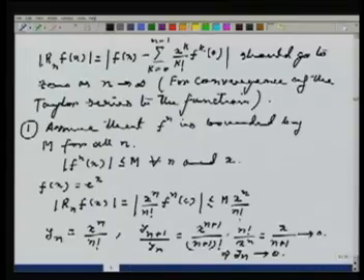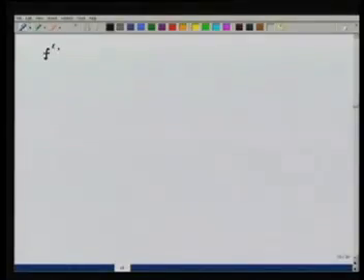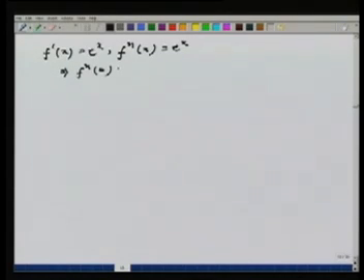That means Rn fx converges to 0. That means the nth partial sum converges to fx for a given x. Now I am going to use this for the function fx equals e to the power x. Let us see what happens. I have then f prime at x is e to the power x. Not only that, for any arbitrary n, f^n x is e to the power x. This then implies that f^n 0 is equal to 1.